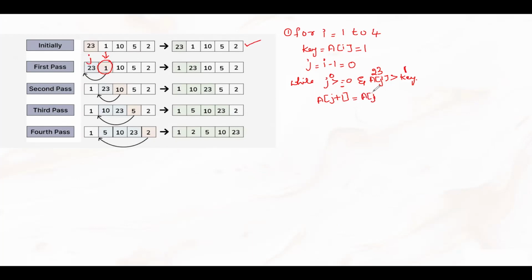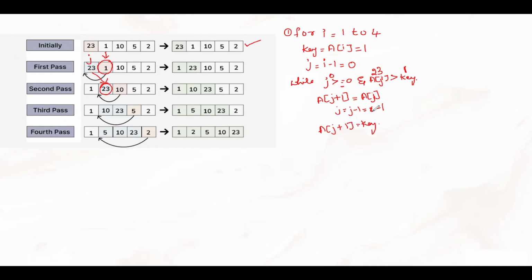So what is a of j? A of j is nothing but 23, which means now I am going to push the value. As you can see here, I am going to push 23 to a of j plus 1. And then next I am going to say j is equal to j minus 1, which is nothing but, since it is 0, now it is going to be minus 1. I am reducing the value. You'll understand why we are doing that. And then I will say that once again, a of j plus 1 is equal to key.